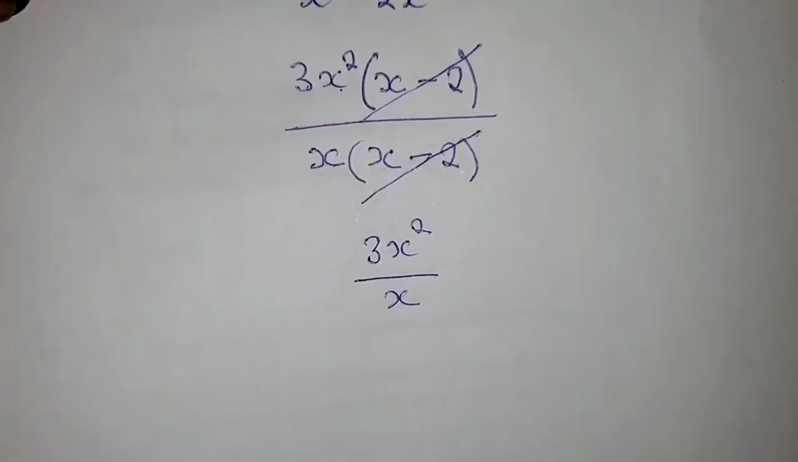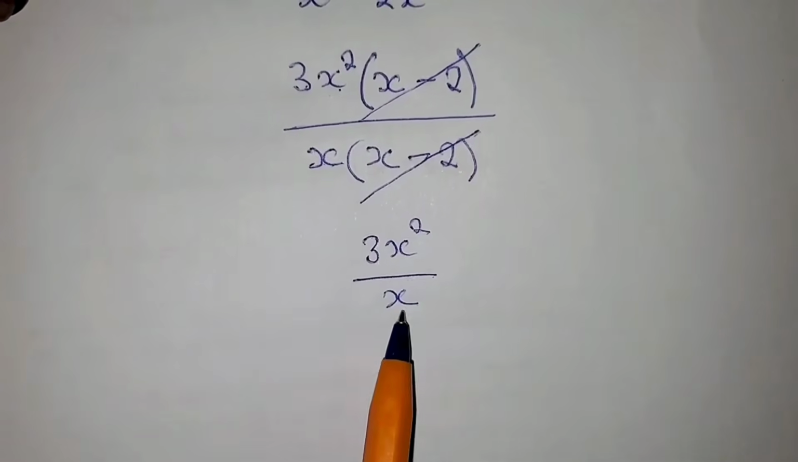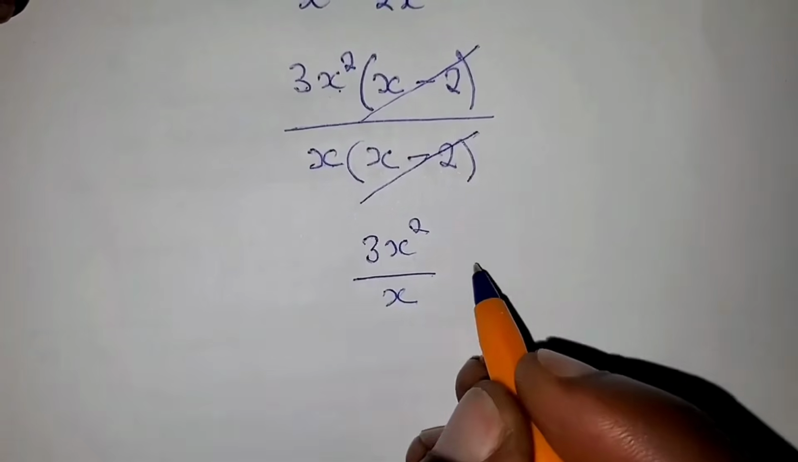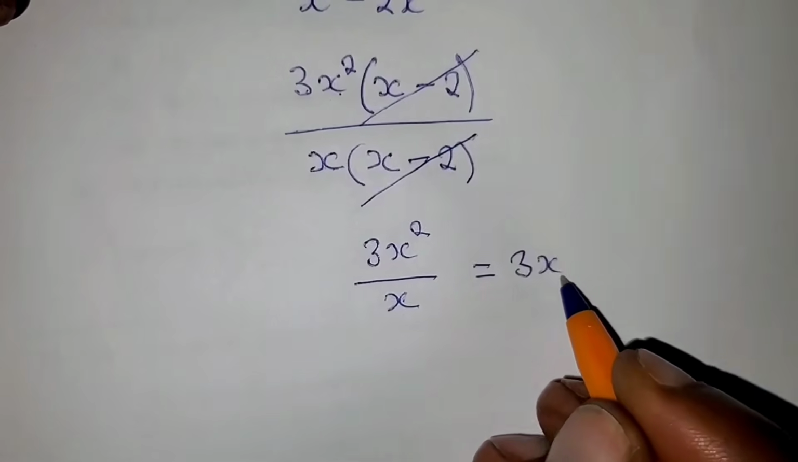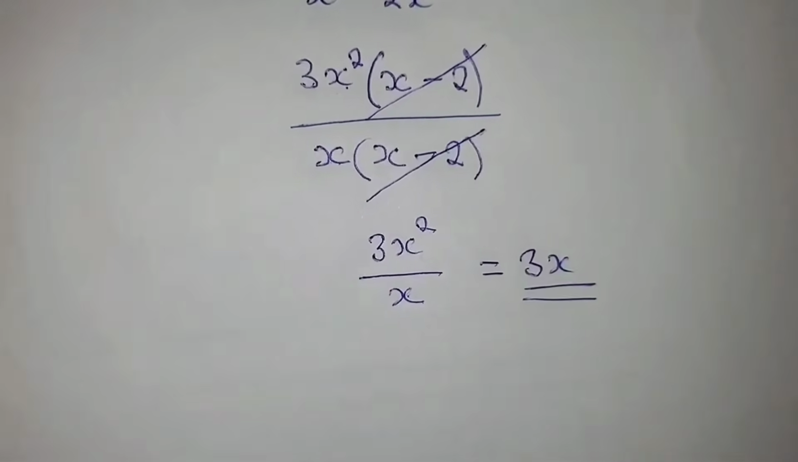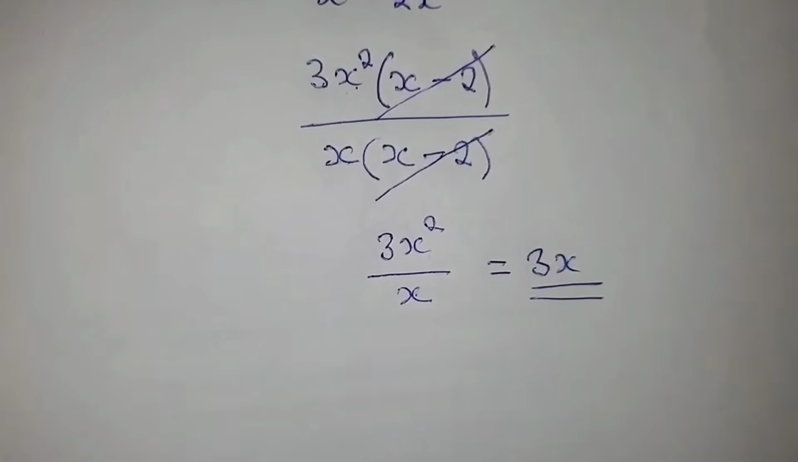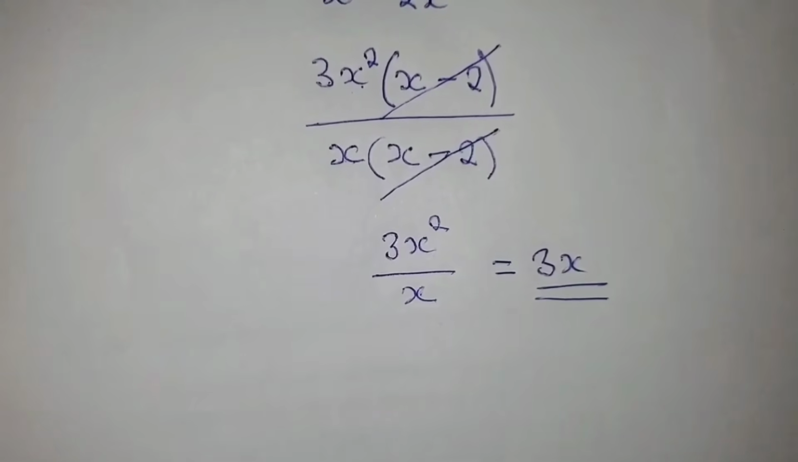But if you notice here, x can go into x to the power 2. So you can simply say x into x to the power 2 is just 3x. Okay, 3x, as simple as that. That is the answer. Then the whole question 12 is fully answered.